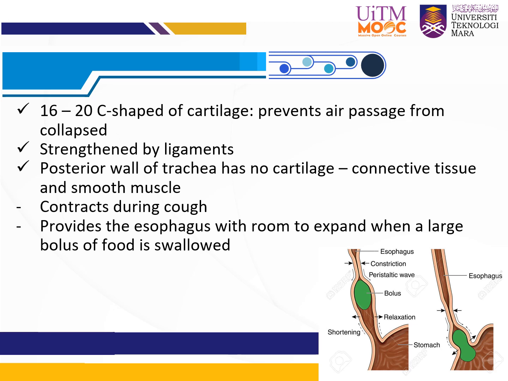The posterior wall of the trachea, the back of the trachea, has no cartilage, and it contains connective tissue and smooth muscle. This posterior wall helps to contract during coughing and provides the esophagus with room to expand when a large bolus of food is swallowed. I explained the esophagus, which is behind the trachea, in the previous session.